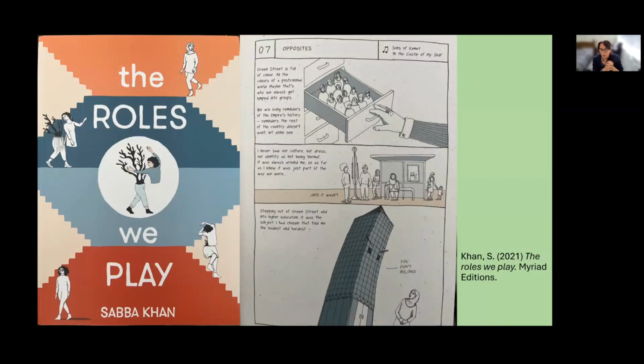It's an autobiographical one, because this was what helped me develop a method to work with the student teachers. So Green Street, which is in East London, is full of colour, all the colours of a post-colonial world. Maybe that's why we get lumped into groups. We're living reminders of the empire's history, reminders the rest of the country doesn't want, let alone see. I never saw our culture, our dress, our identity as not being normal. It was always around me.